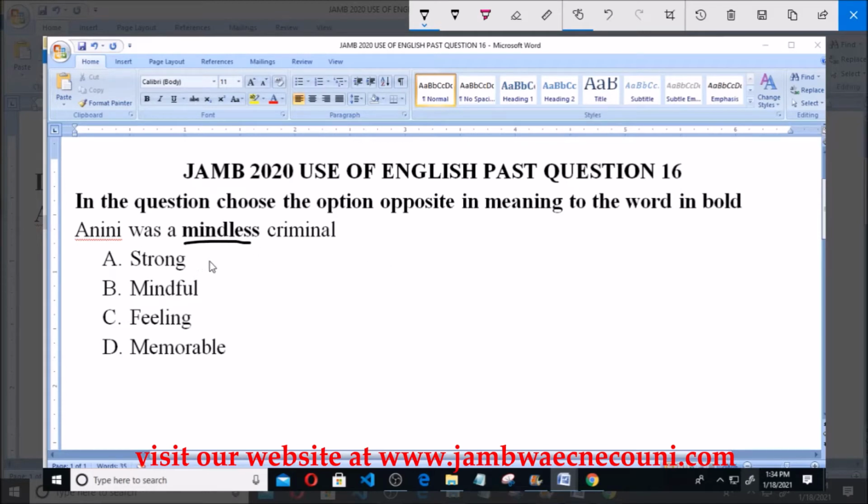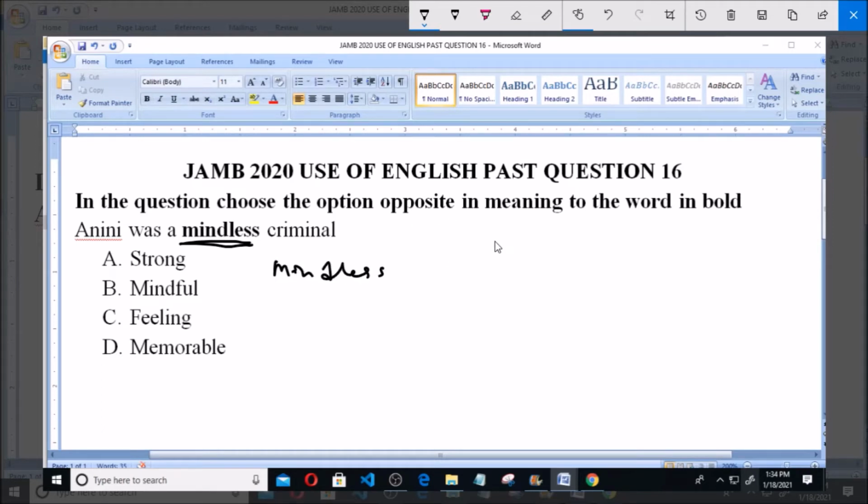Now for us to pick an option, we have to understand the concept of the word mindless and then also the concept of these words given here, and then pick the one that is opposite to the meaning of the word mindless. Option A says strong, B says mindful, C says feeling, and D memorable. Now mindless here, as used in this context, represents unawareness. That is, Anini was an unaware criminal, or you can say he lacks sense. That's what this mindless here represents, or having no sensible purpose.